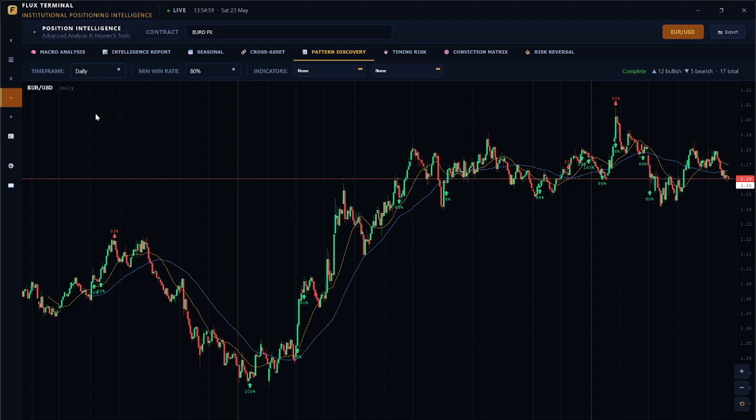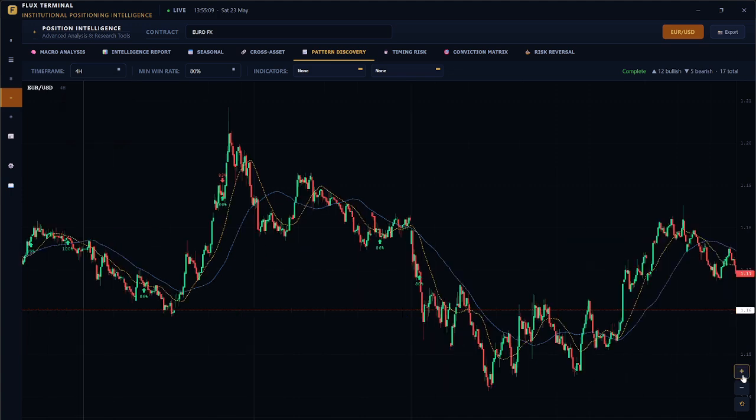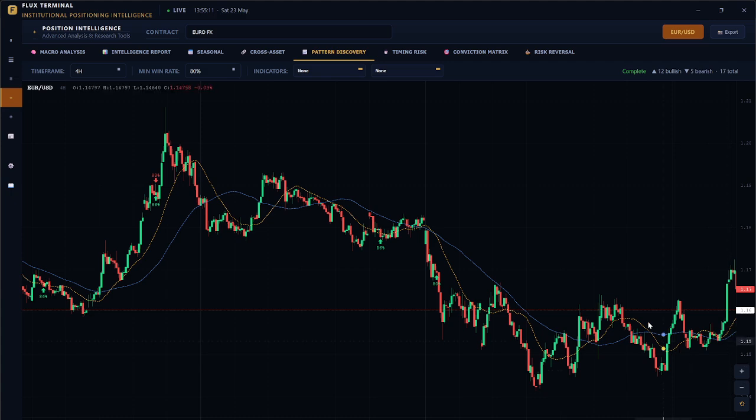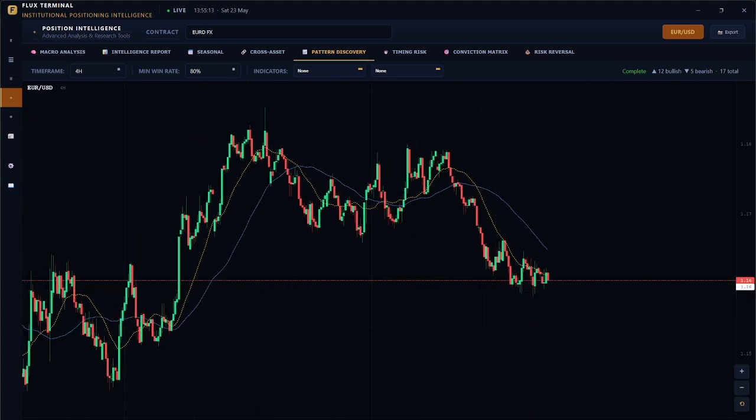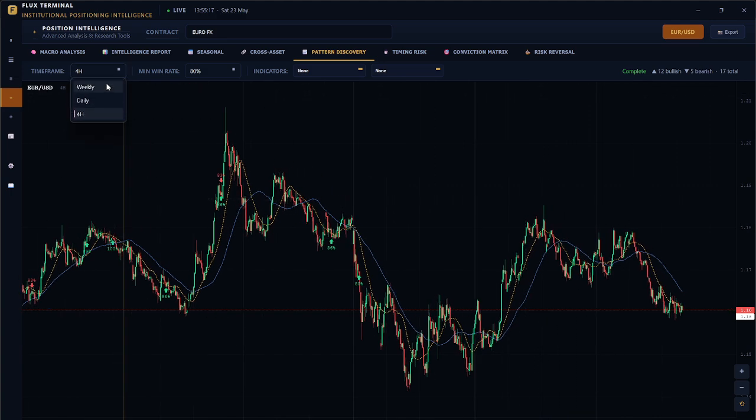And this is the 4-hour time frame. We have two moving averages, just the basic ones, just to see a quick price direction. Here at the right bottom, you have toggle buttons to zoom in, zoom out, and readjust the charts.